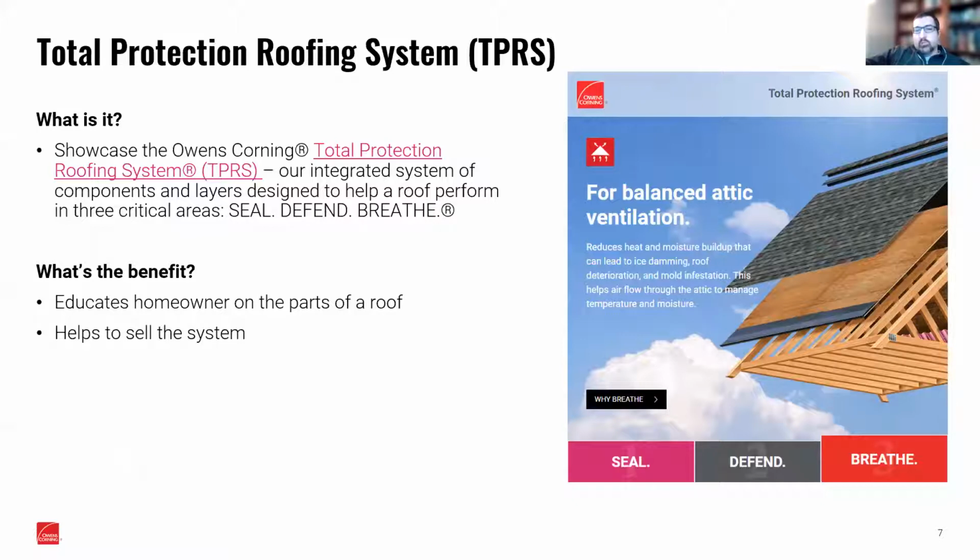And essentially how this works is they can click on the tabs that say seal, defend, and breathe. The top image will change to give them a little bit more information on that. And then within each one of those images are little other things that they can click on to read more and learn more about a roof system. And the other benefit of it, it helps to sell the entire Owens Corning roof system.